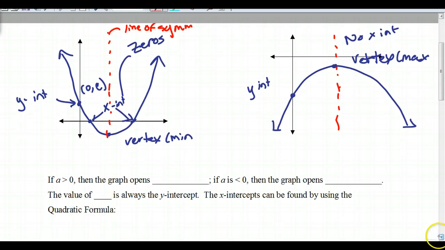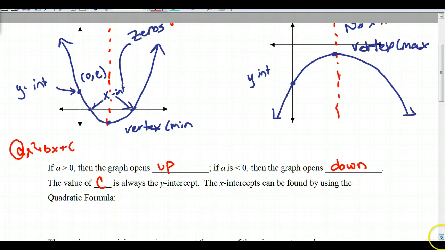Okay. So if a is greater than 0 in the equation, remember we're looking at ax squared plus bx plus c. If this a right here is greater than 0, the graph opens which direction? Up. Good. If a is less than 0, then the graph opens down. Okay? The value of c is always the y-intercept. And the x-intercepts can be found using the quadratic formula.